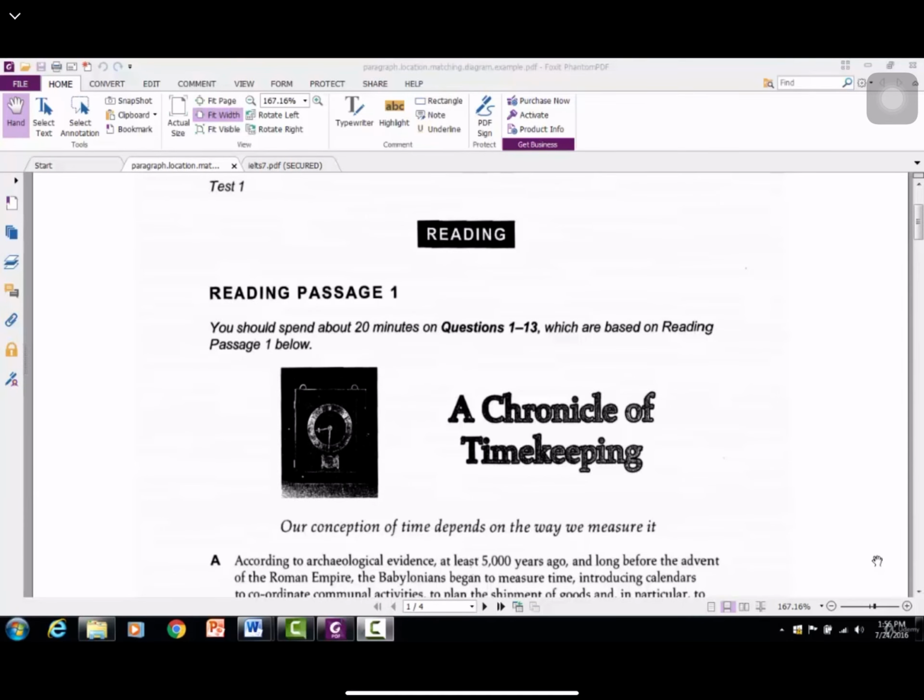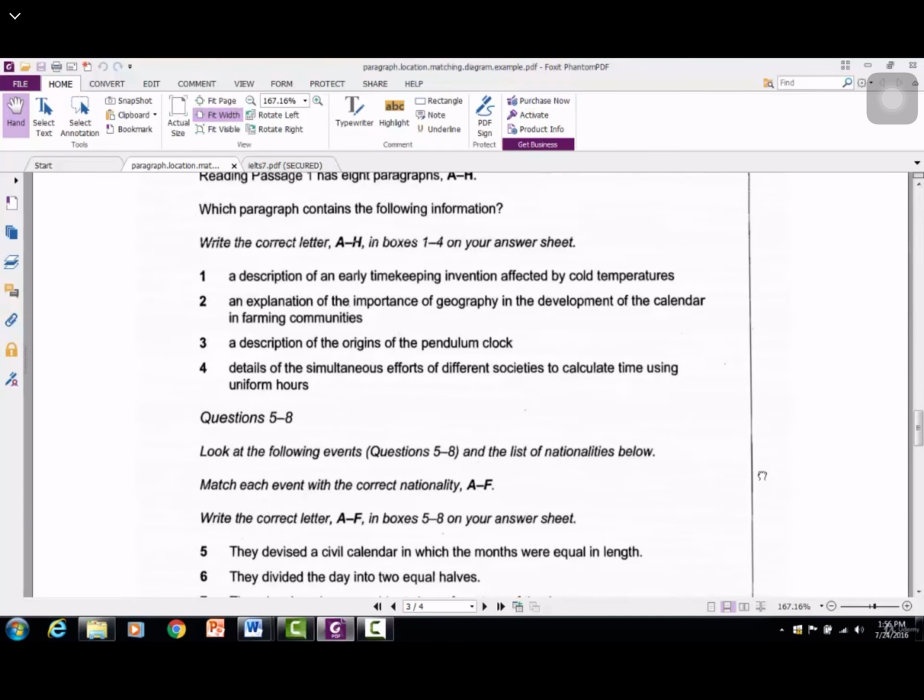Okay, so let's take a look at this example for the paragraph location question. All right, so we're still dealing with our passage we had before. So like I said, this is the paragraph location question right here.